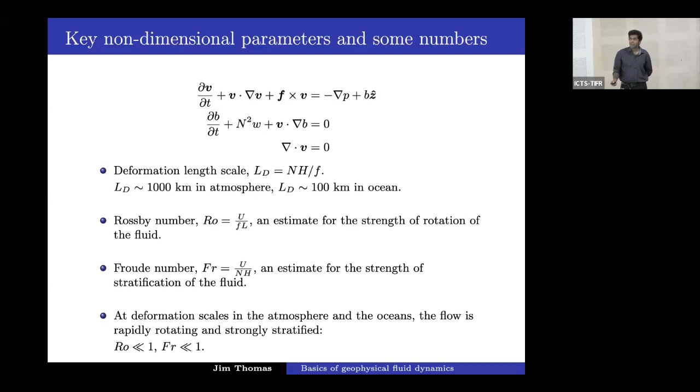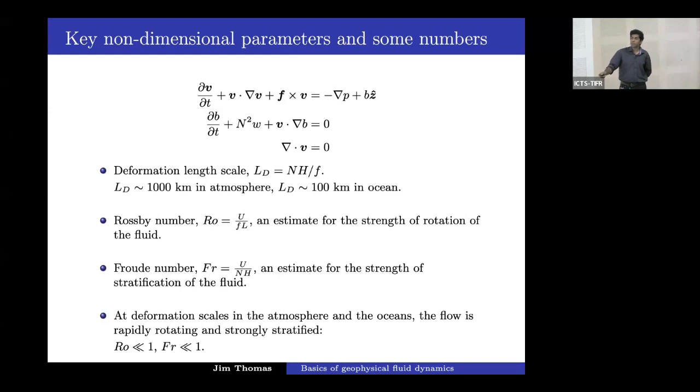And when you have stratification, you can define what is called the Froude number. This is one way of writing the Froude number. That can also be thought of as a ratio of two time scales. U over H is an estimate for the vertical eddy turnover time scale, and N is the buoyancy frequency that we saw earlier. So this number gives us a hint on the strength of the stratification. Strongly stratified fluids will have a small Froude number.